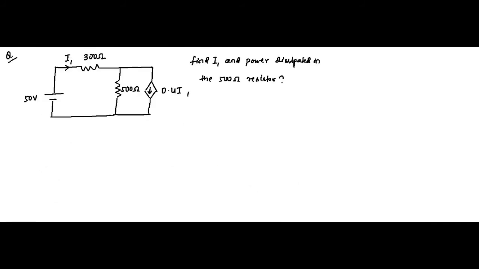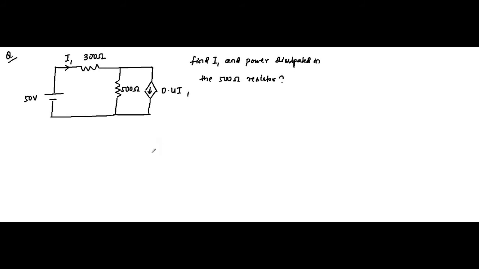Hello friends, so here we are with another question on Kirchhoff's law applied to circuits involving dependent sources. Here we have this circuit, a simple looking circuit, and we have been asked to find the value of this current I1 and the power dissipated in this 500 ohm resistor.